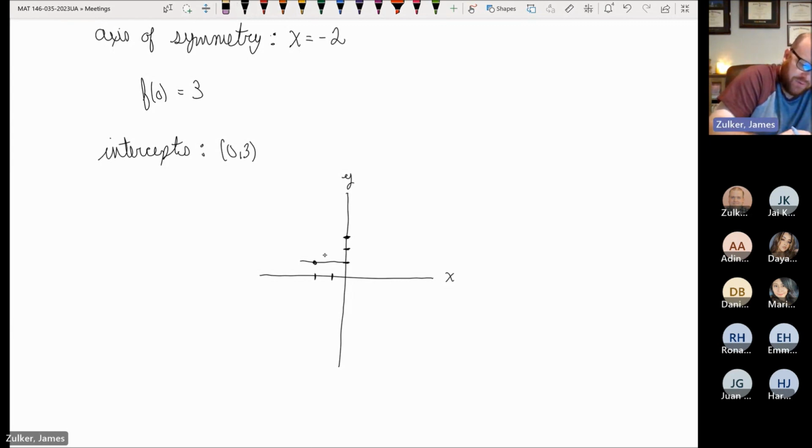All right, there's our vertex, negative 2, 1. There we go. All right, so it has to go through that point there. And you're going to have to try and make the other side symmetric. Something like that. That looks kind of good.